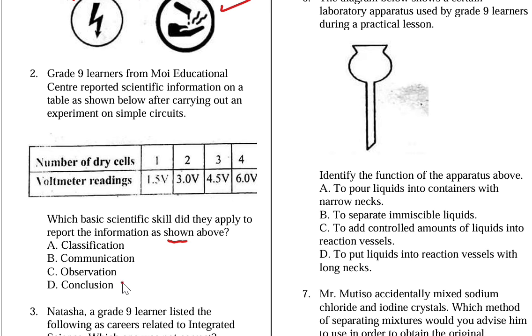To start with, it is not conclusion. Conclusion refers to the ability to make final statements from findings, and therefore it is not conclusion. Also, it is not observation. Observation is from watching. Then we have communication and classification. According to me, it is not classification because classification refers to grouping or organizing things according to their similarities and differences. And therefore, the answer is B. It is communication. Why communication? Communication involves sharing findings verbally, or it can be through writing. You can see here they were able to write, and therefore it is communication. And therefore, the answer is B.